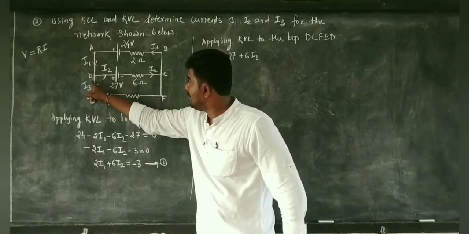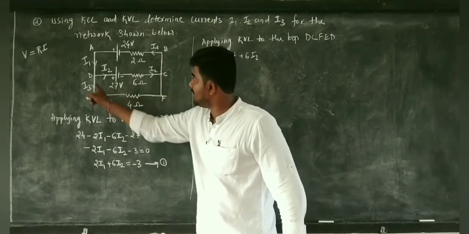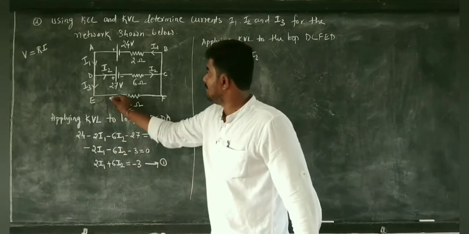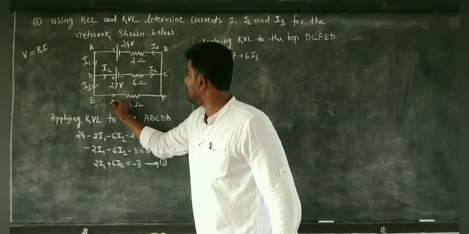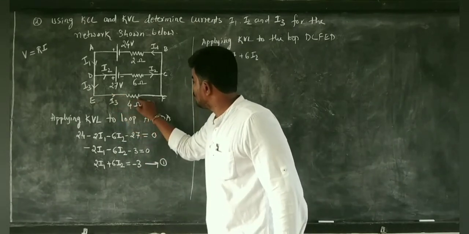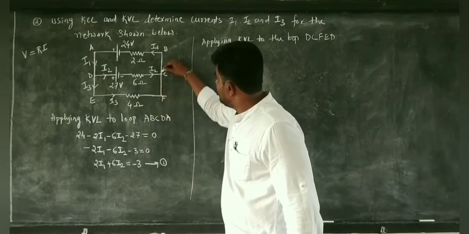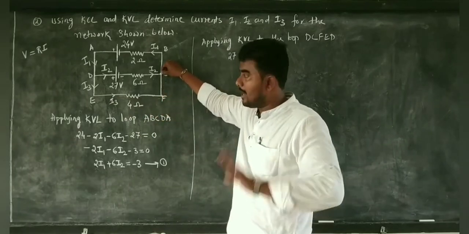Therefore, D and C are junction points. Between the junction, the current has to remain constant. Therefore, here also current is I3. Here also current I3. Till this point, the current is going to be I3.